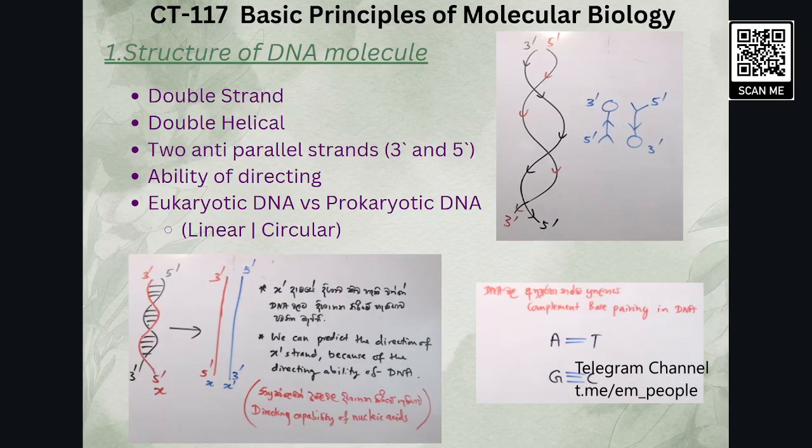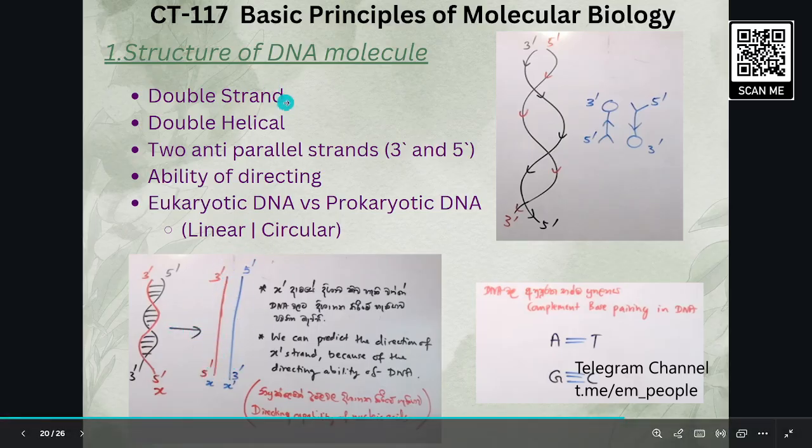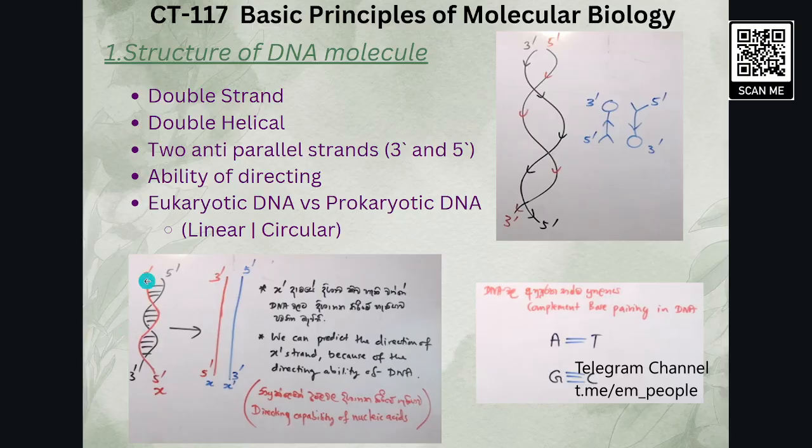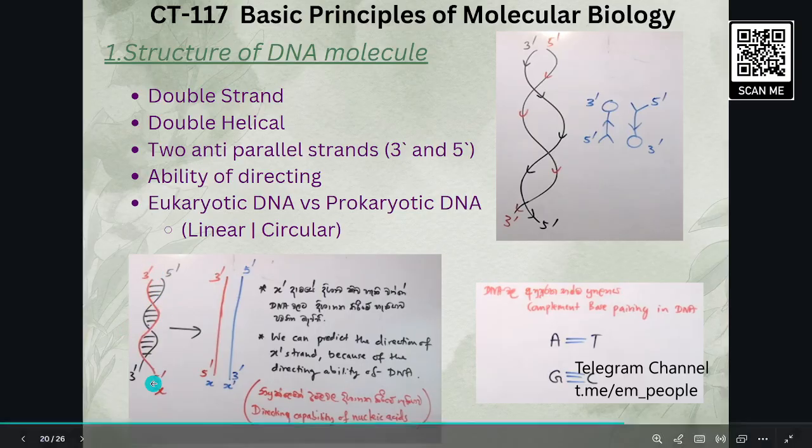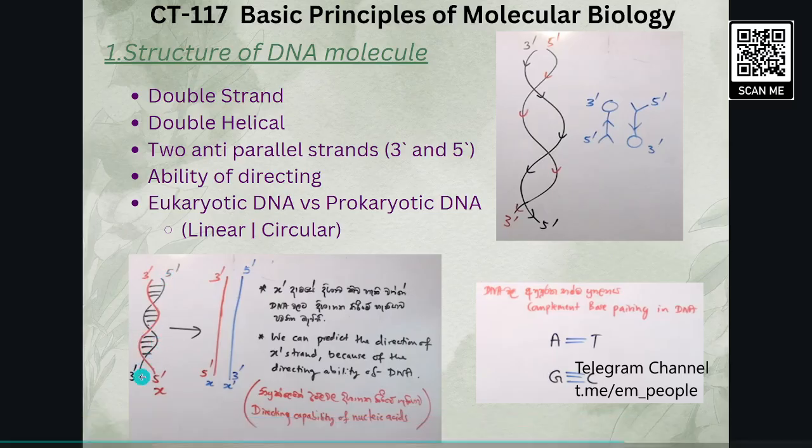Right. Basic principles of molecular biology. First one, structure of DNA molecule. When we take a DNA molecule, we can see that it is made up of two strands. We call it double stranded, right? If we take a DNA molecule like this and unwind it, we can get two strands. Hence it is a double stranded molecule, and it is also double helical. Double helical meaning the DNA molecule is made up of two helices. So this is a single helix, and this is another helix, so it is made up of a double helix. We call it double helical.